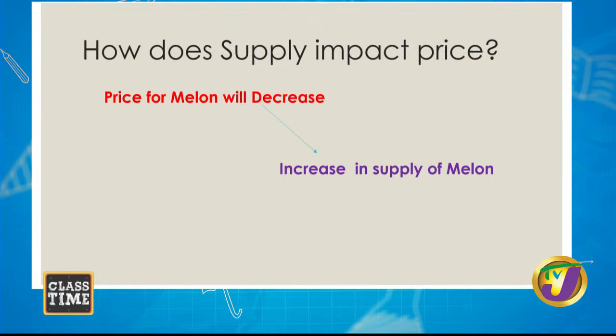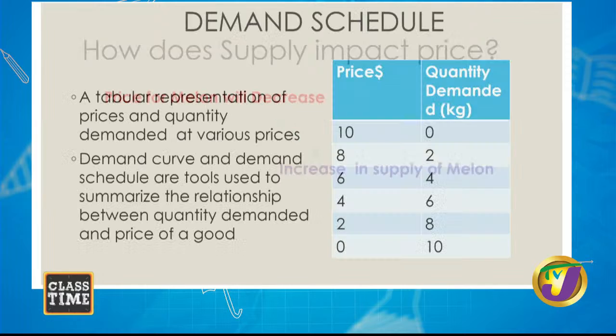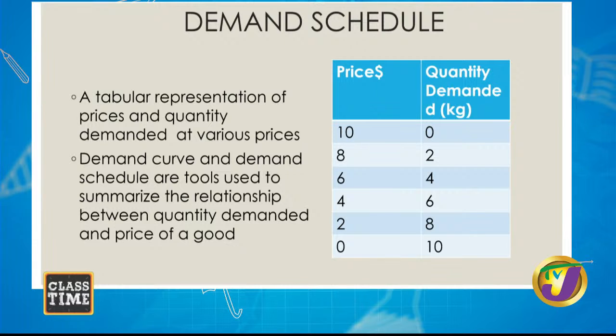So now we're going to look further at how these items are normally represented. These actions are represented on tables. So we now look at what we call the demand schedule. The demand schedule is a table that represents the prices and quantity demanded at various prices. The demand curve and the demand schedule that we're going to look at are tools that we use to summarize the relationships between the quantity demanded and the price for a good.